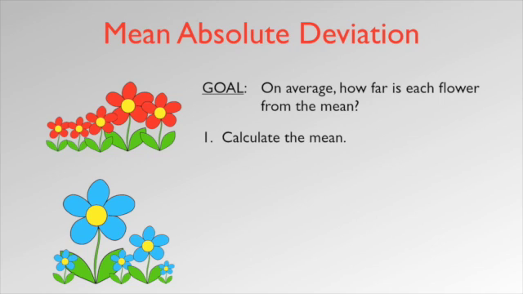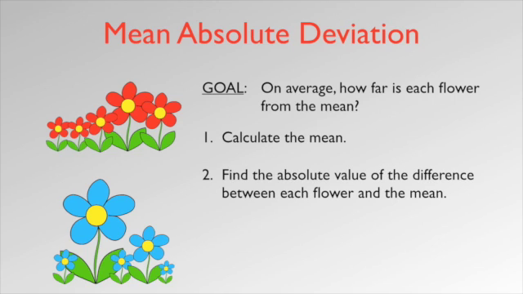In order to do this, the first step is to actually find the mean, which we've done for each of the groups of flowers. In this case, our means turned out to be exactly the same. Won't always happen that way. The second step will be to find the absolute value of the difference between each flower and the mean. Basically, what we're looking for is how far away from the average is each individual flower. And then we take those differences and we find the average or the mean of those individual differences.